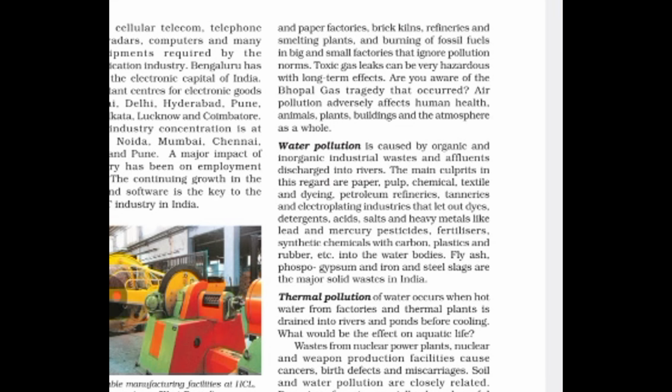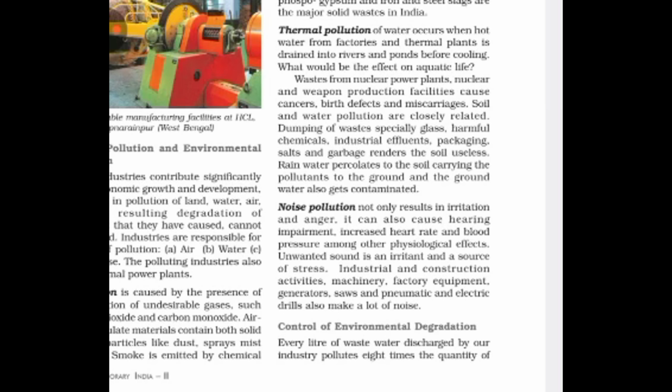Thermal pollution, just imagine hot water let go into the rivers and what will happen to the aquatic life? Boiling hot water, and this has been because of the thermal power industries, and also effluents being let go into the rivers, like packaging materials.